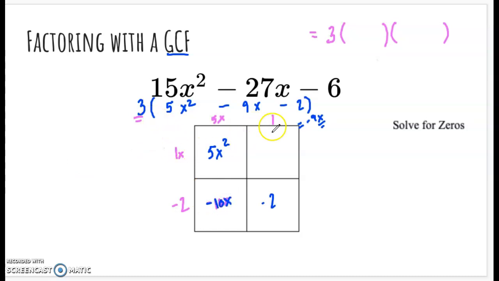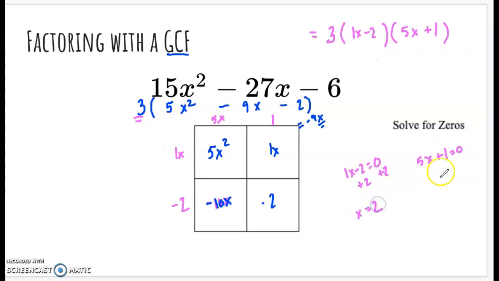-10x, and 1x times 1 gives me 1x. -10x and 1x gives me -9x. All right, the second time I did it, I managed to get all my factors put in the right spot. So now I've got 1x minus 2 times 5x plus 1. And again, if I want to solve for zeros, I'm just going to take the factor pairs that have variables and set them equal to 0 and solve using those inverse operations, right?